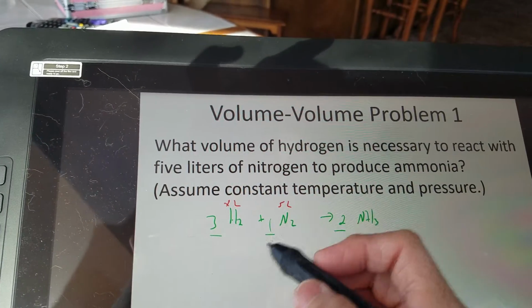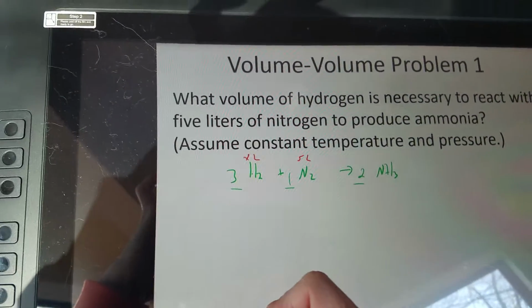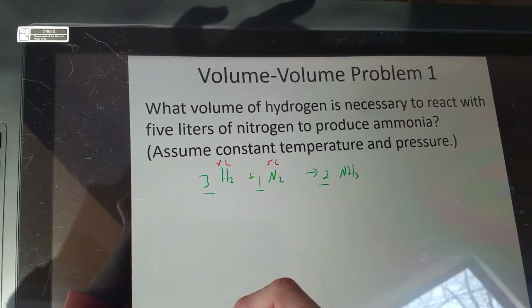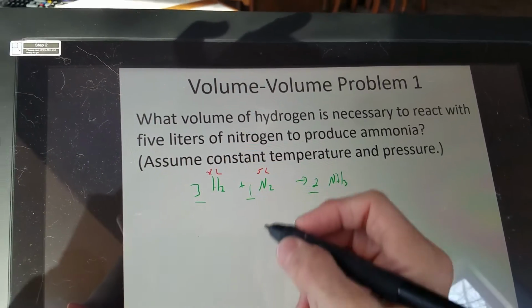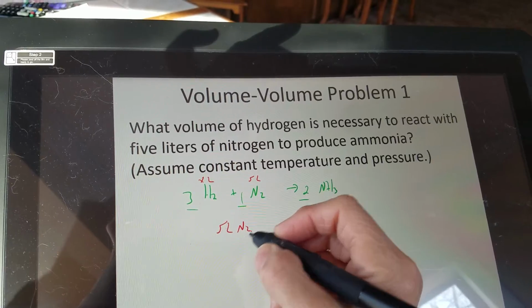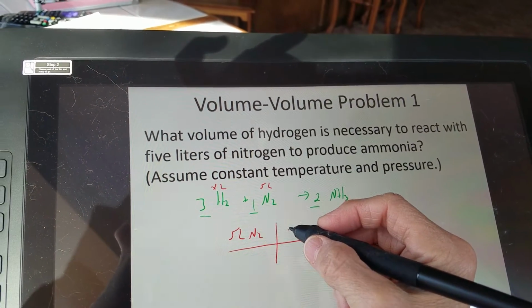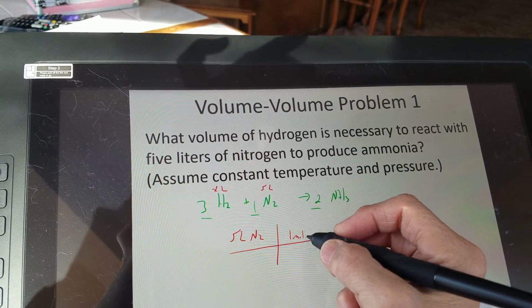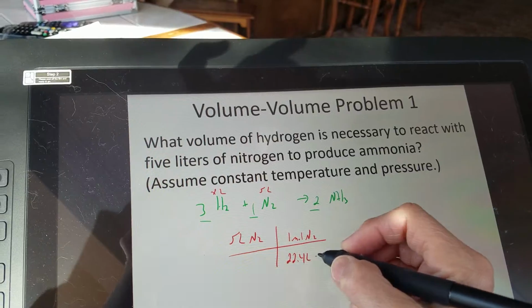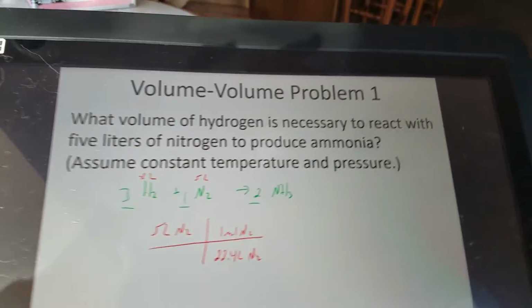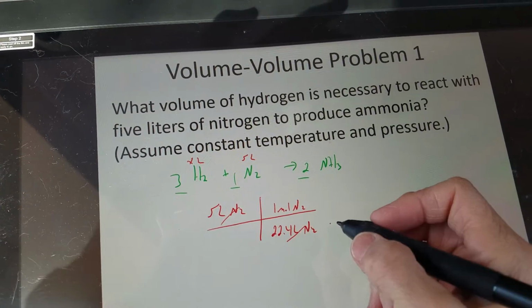In order to get from one of these to the other, I've got to use my mole ratio. In this particular problem, I'm going to start off with liters. I want to go to moles of nitrogen. So I have my 5 liters of nitrogen. I know that in 1 mole of nitrogen at standard conditions, there would be 22.4 liters of nitrogen. That's one of our conversion factors that we've learned in the past. That'll get rid of liters of nitrogen.